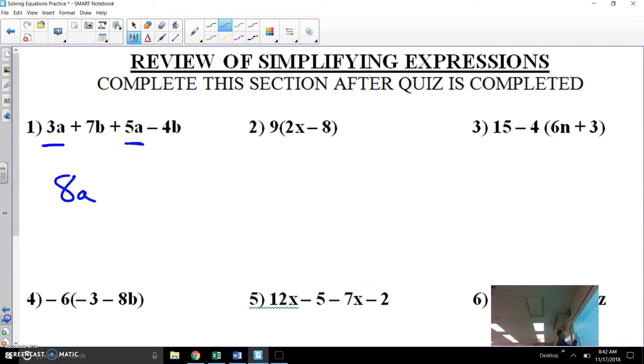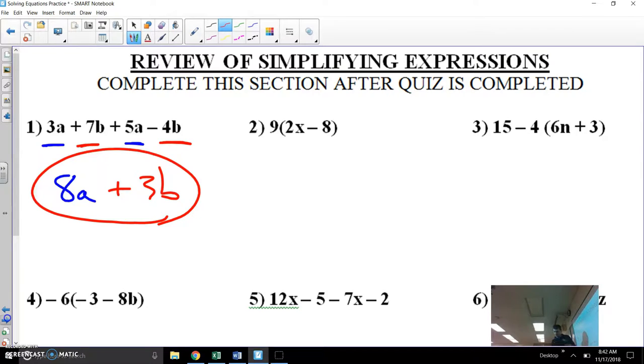Then we have 7b minus 4b, which is 3b. And now you can't do anything with this. That's your final answer. You're just simplifying it. You're making it smaller. It calculates the same way, but with fewer steps.